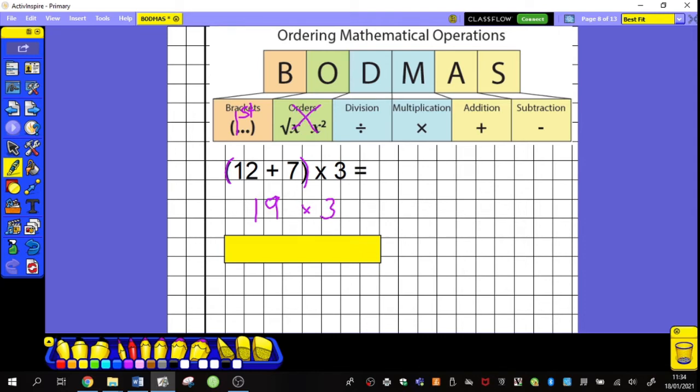Are there any orders? There are not. Any division? Nope. And multiplication? Yes. Last thing I need to do is my multiplication. So 19 times 3, I know it is 57.